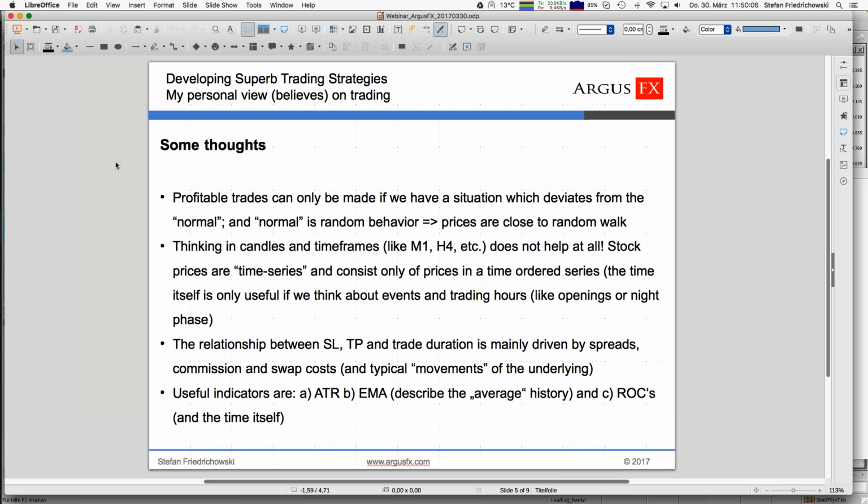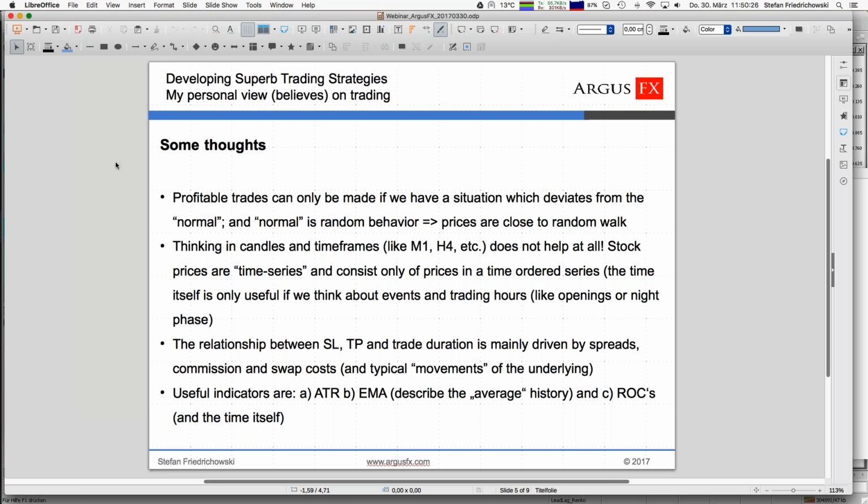Why? Our stock prices, either stocks or Forex, whatever, are simply time series. They only consist of prices in a time-ordered manner, coming from left to the right.